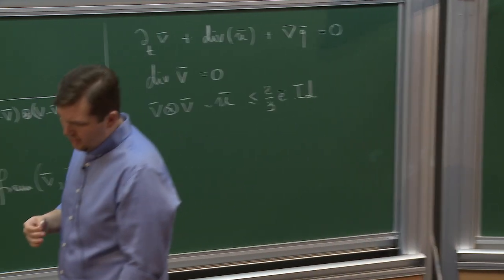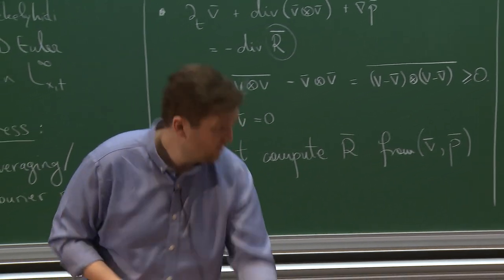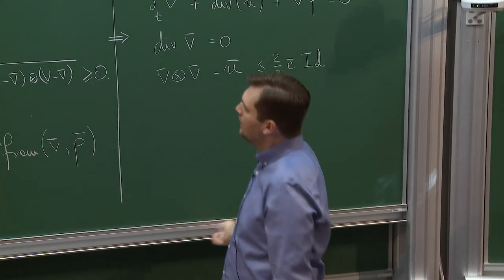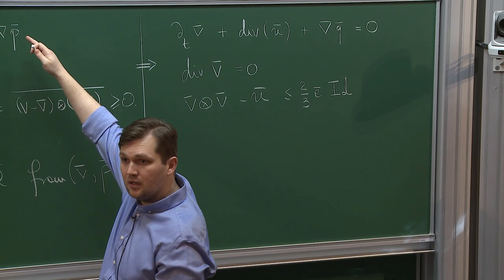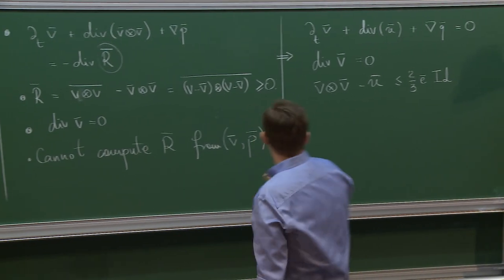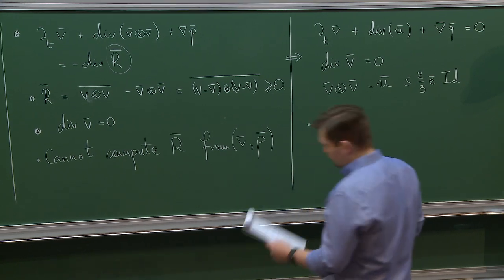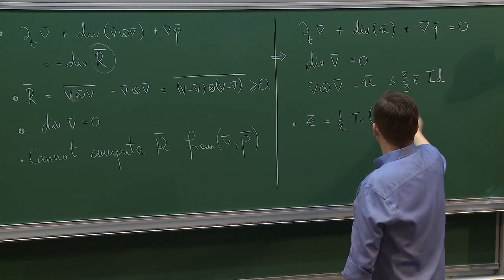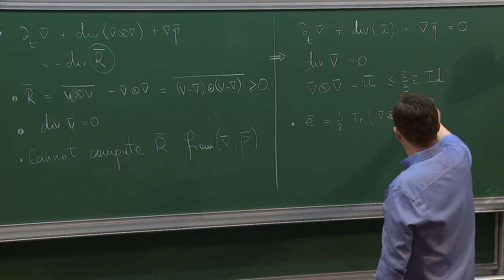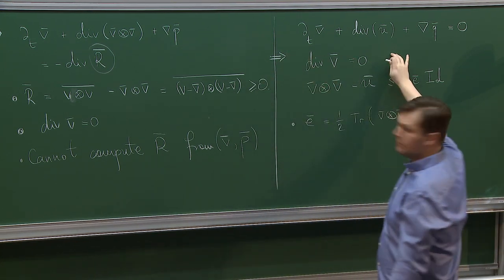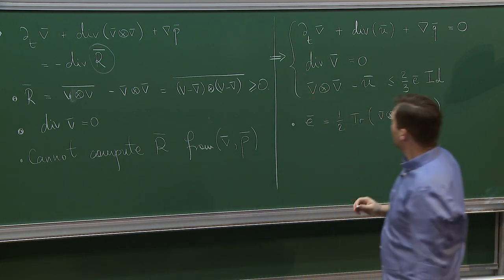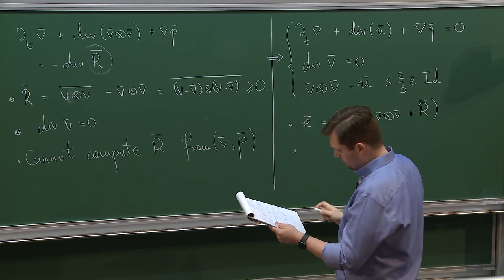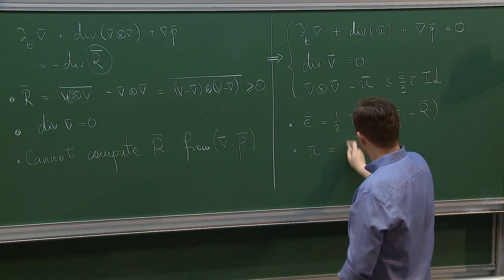So let me just write down the formulas for these things. So how do you go from here to here? What would be the correct kinetic energy here? You would just take the trace, right? So E bar should be nothing but 1/2 the trace of V bar tensor V bar, plus R bar. So I'm just giving you the mapping how to go from here to here. So this is who E bar is. Then U bar is this.